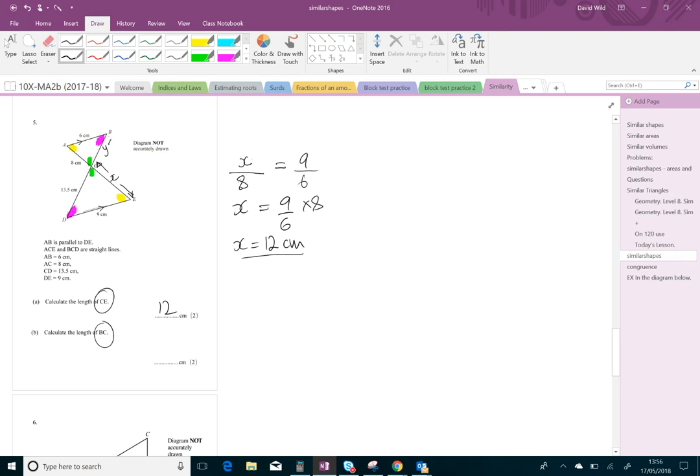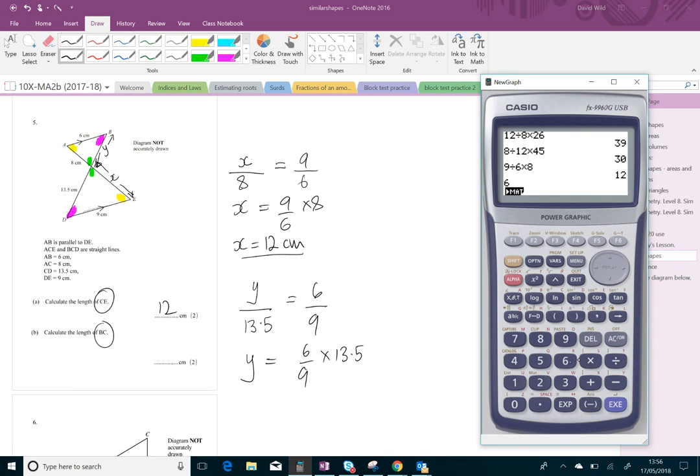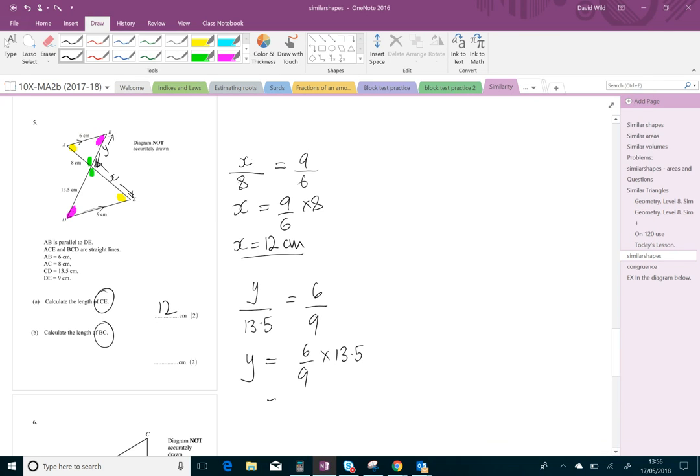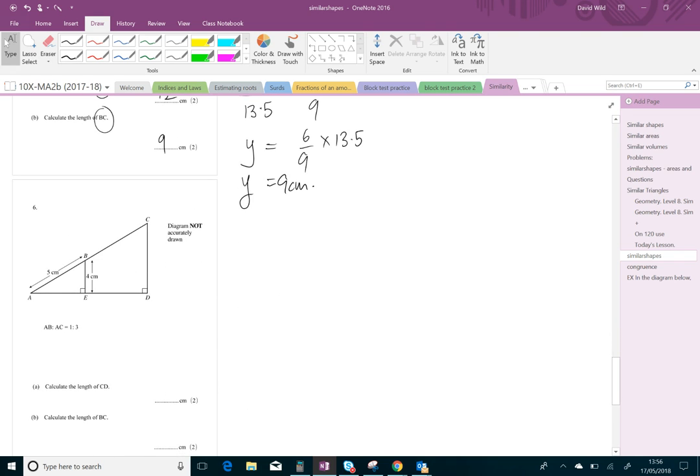Now calculate the length of BC. BC, we'll call that y. Do the same thing again. So we're going to do small divided by big. So small on that triangle, the one we're trying to find, divided by big equals small, 6, divided by big, 9. So y equals 6/9 times 13.5. Do that: 6 divided by 9 times 13.5 is 9. So y equals 9 centimeters.